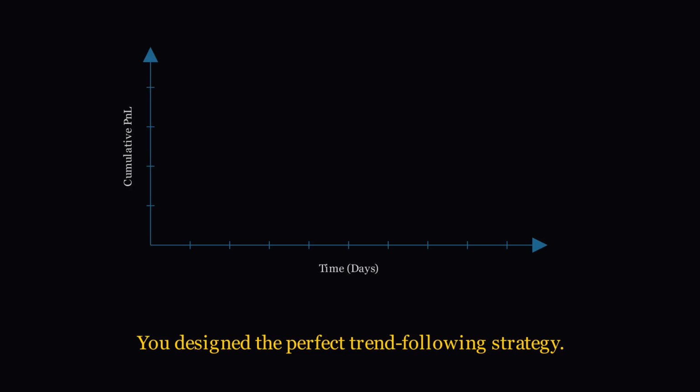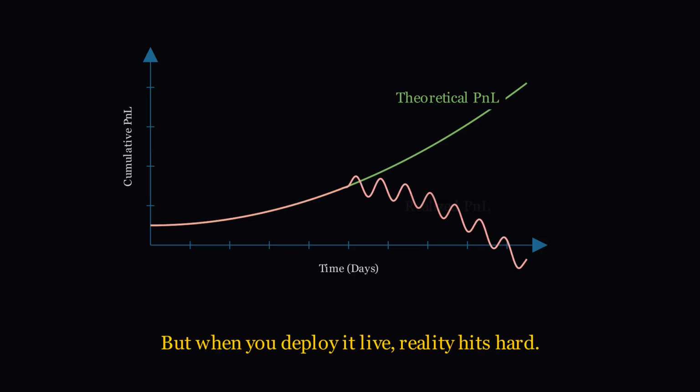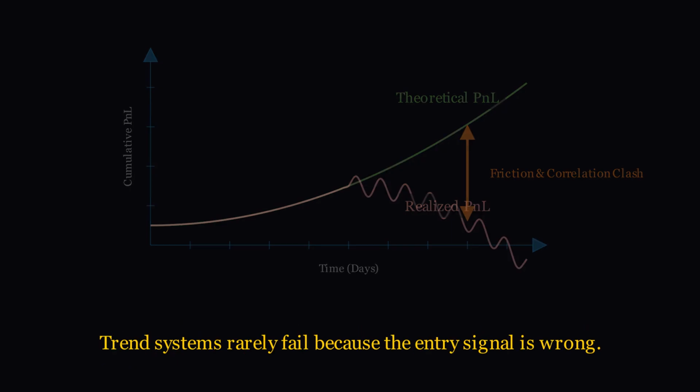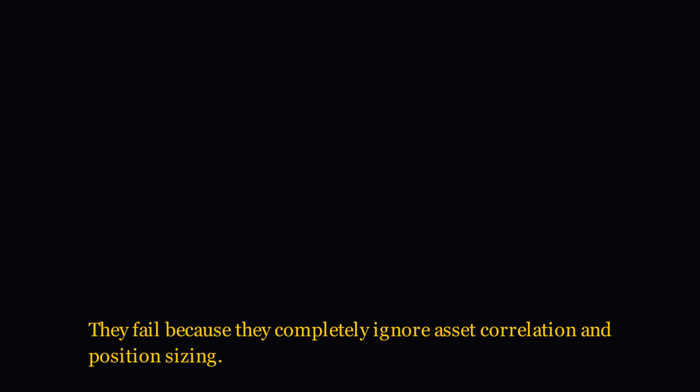You designed the perfect trend-following strategy. The theoretical backtest looks absolutely flawless. But when you deploy it live, reality hits hard. Your capital evaporates because you traded in isolation, not a portfolio. Trend systems rarely fail because the entry signal is wrong. They fail because they completely ignore asset correlation and position sizing.